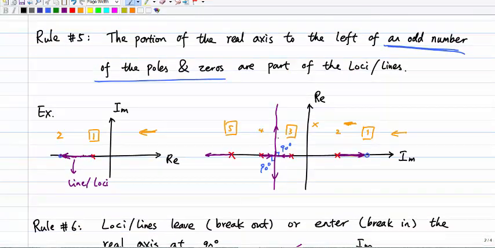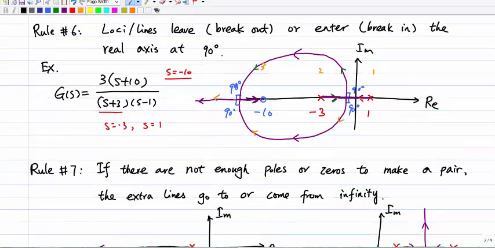When it's going to infinity, it could go up and down. It doesn't mean it always goes to infinity along the axis. It can go up like that. Okay, I'll give you more examples for rule number 8.